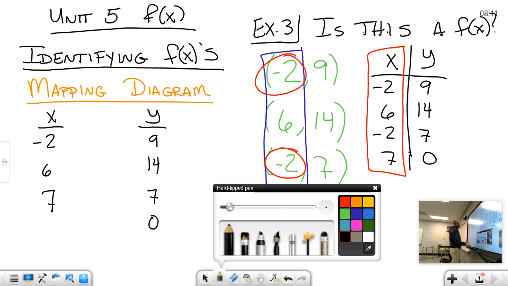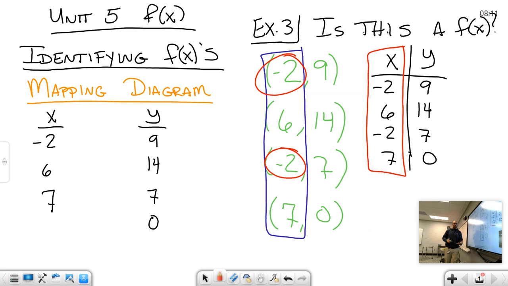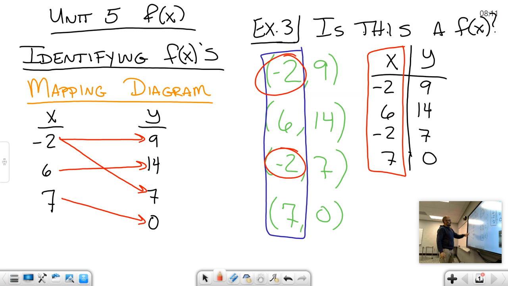Because in a mapping diagram, what they use is arrows, and these arrows will show us what the coordinate points are. So for example, this point is -2, 9, 6, 14, -2, 7, and 7, 0. Okay, so in a mapping diagram, these arrows show me what points go where. So for example, this arrow is going from -2 to 9, so that would mean that point is -2, 9.